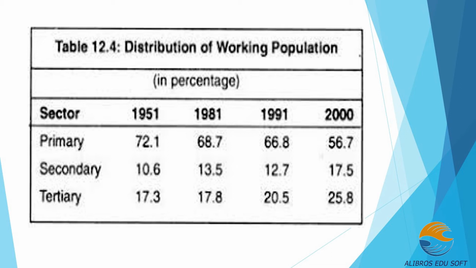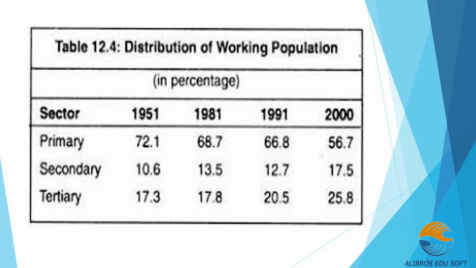In the secondary sector, there is a gradual increase. In 1951 it was 10.6%, and after 30 years it increased to 13.5%, in 1981. In 1991 it was 12.7%, which is a short decrease, and next it increased in 2000, within 9 years, to 17.5%.